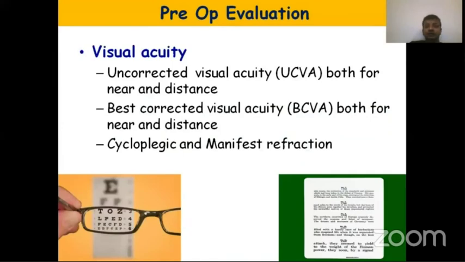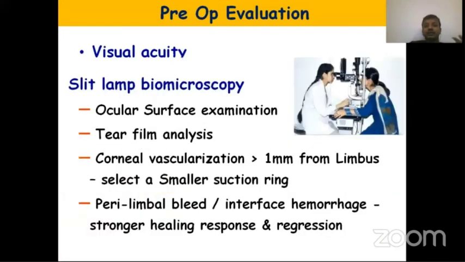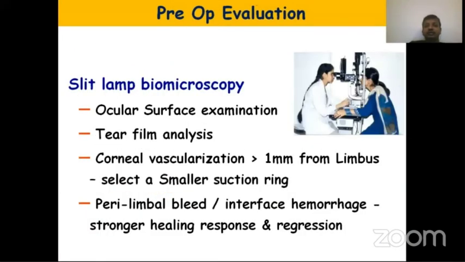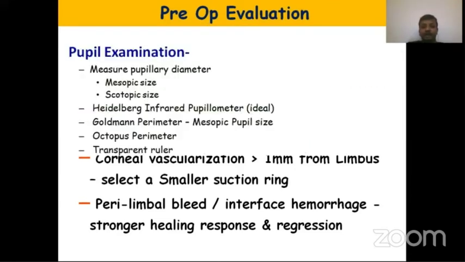Coming back to visual acuity, proper documentation of the uncorrected and best corrected is very important. Then slit lamp microscopy to look for any ocular surface instabilities, tear film analysis, and corneal vascularization. Most patients who wear contact lenses will have peripheral limbal vascularization that will interfere, especially while docking, and there might be bleeding from these vessels. It leads to a stronger healing response and thereby regression in cases of surface ablative procedures.